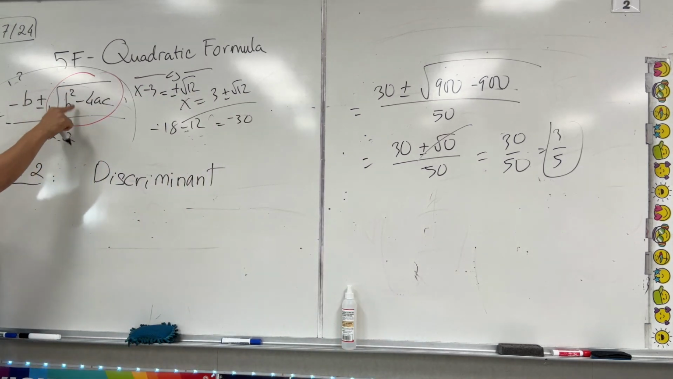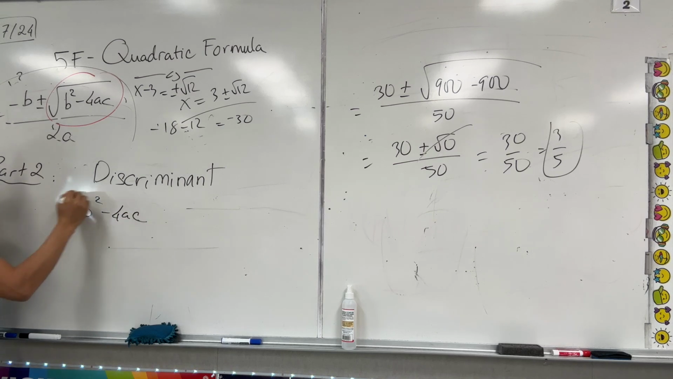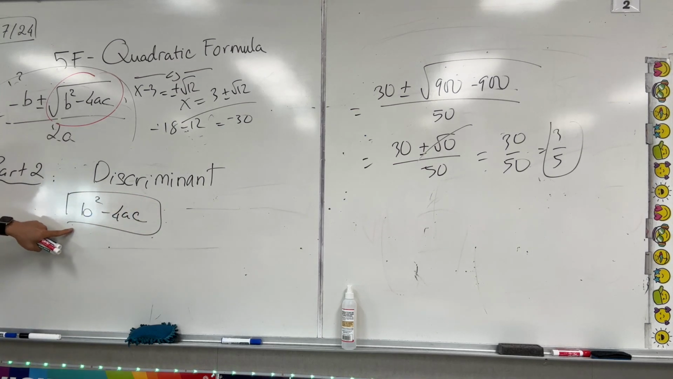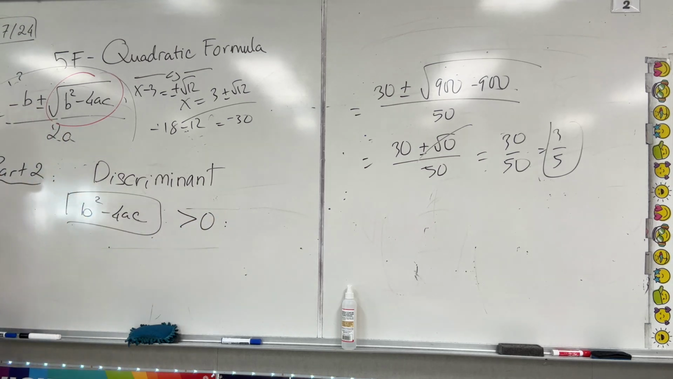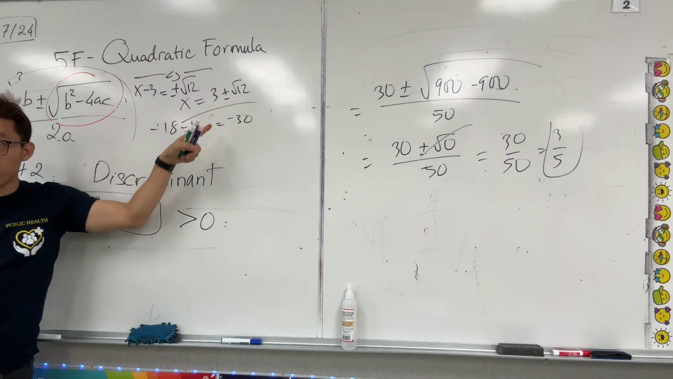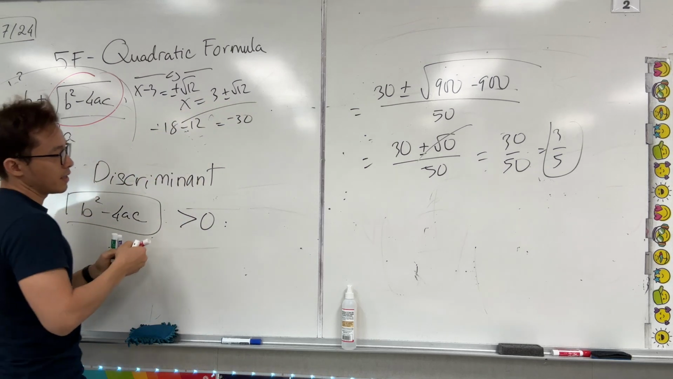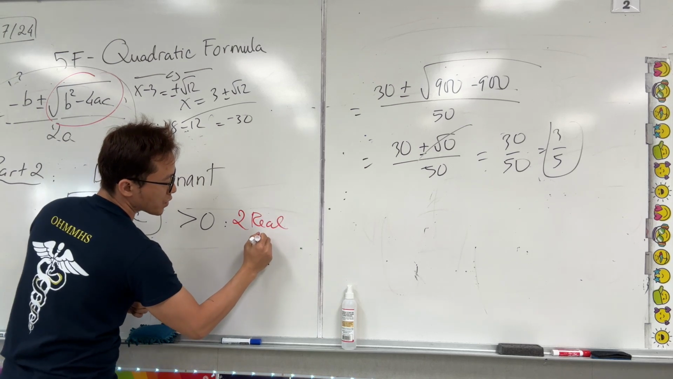What is the discriminant? The part inside here: b squared minus 4ac. That they call the discriminant. Why is this important? Because like I said before, when this one is positive, how many real solutions? Two, right? Because they're both real solutions. So two real solutions.